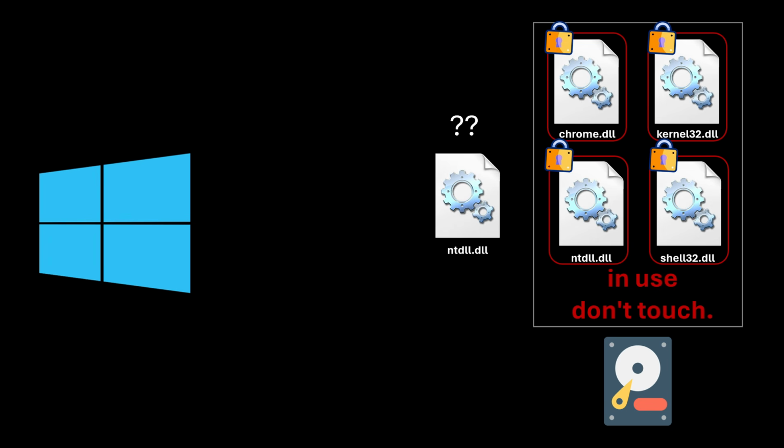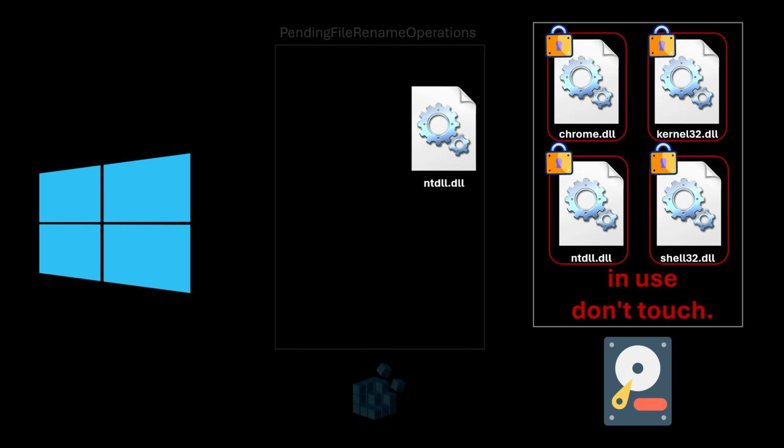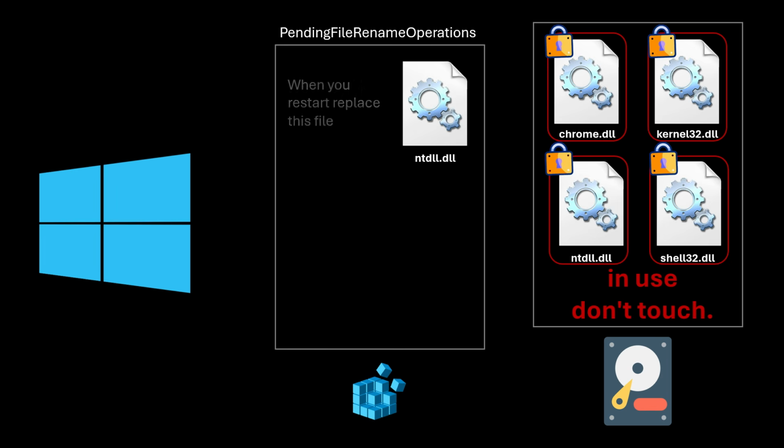Some other process is already holding a handle to it, basically a live connection between the program and that file. So what does Windows do? It writes the replacement instructions into the registry, specifically a key called PendingFileRenameOperations. Fancy name, simple idea. It's basically a to-do list.